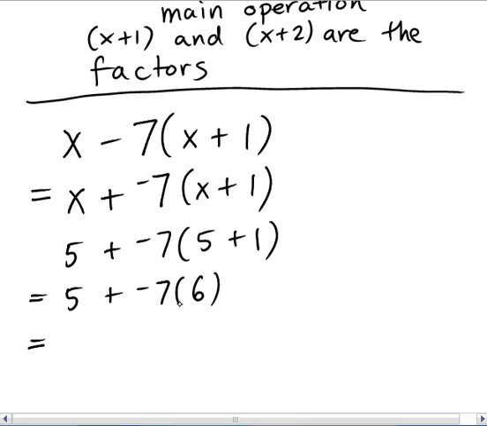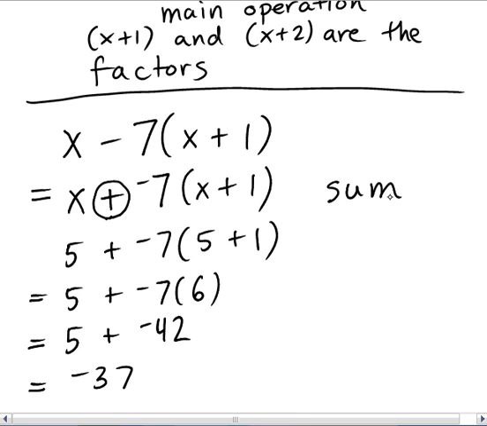And we have an addition and a multiplication remaining. Multiplications come before additions. So this is 5 plus negative 42. And then finally, the last thing we do is an addition here. So this is our main operation, that addition. It's the last operation done. And so this is a sum. That main operation is a plus sign. That's a sum. And we have two terms, the x and the rest of this, negative 7 times x plus 1. There are two terms in that sum.